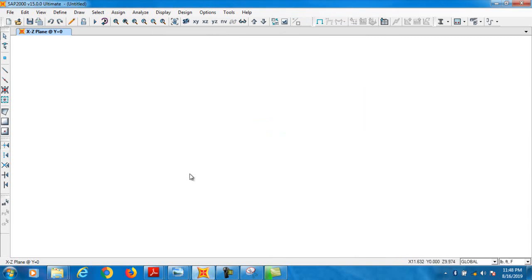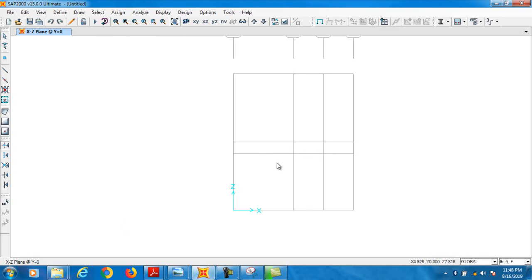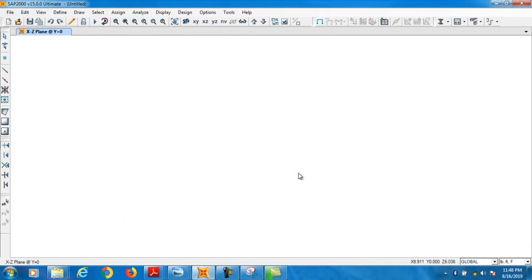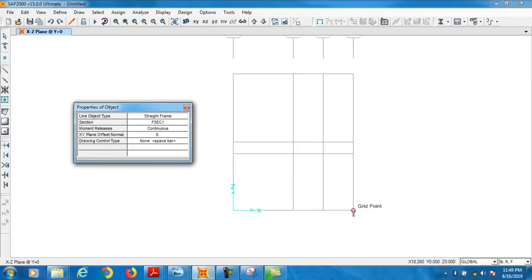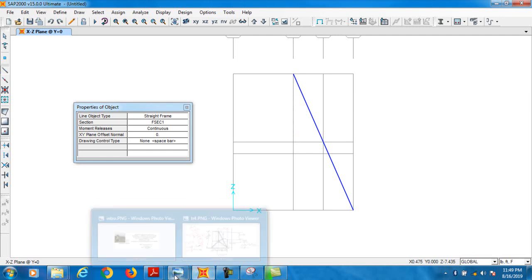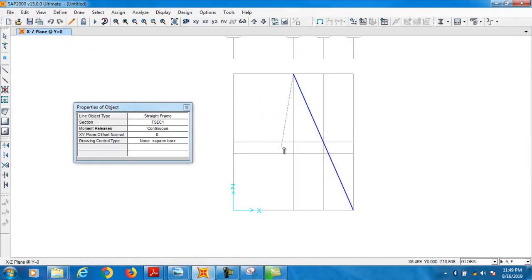Now we need to model our required truss within these grids. Clear? So I choose this one. I start from this point. I need to choose this one, and then I need to choose this one. Then I have to select this point. No, this one. Clear? And then I need to choose this one. Clear? And press escape button.